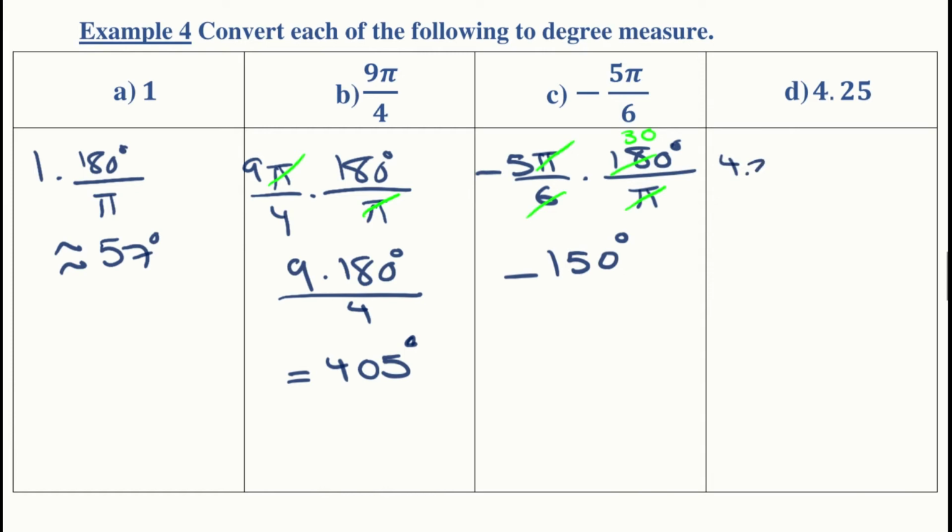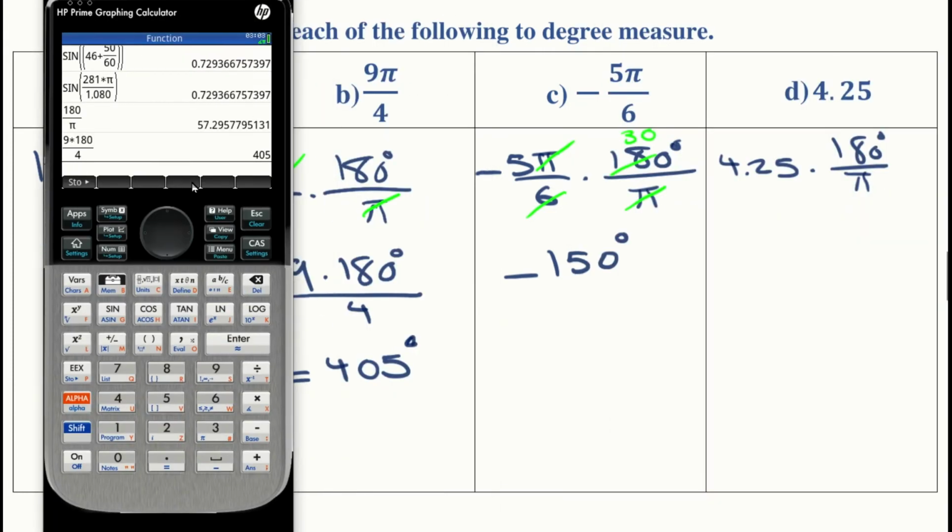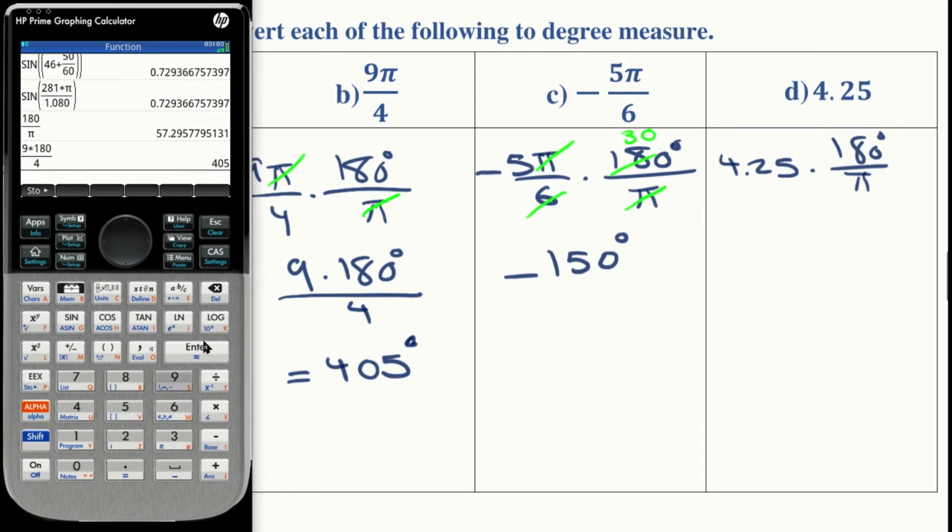All right, so 4.25 times 180 degrees over pi. And now we just go ahead and multiply that out. So we have 4.25 times 180, and then we're going to divide by pi. So we end up with approximately 244 degrees.